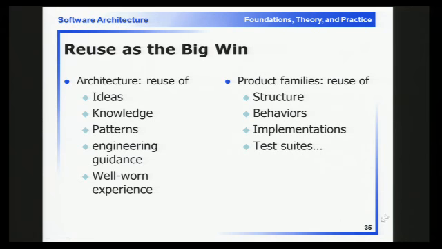So the product family is kind of the reuse of the prior structure, behaviors, implementations, test cases, test suites, test harness, all those kinds of things. And it also helps us identify which part of the system would be most important for your future development, right?